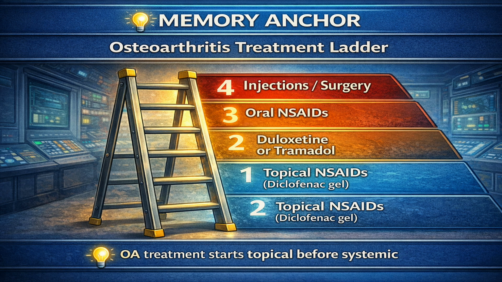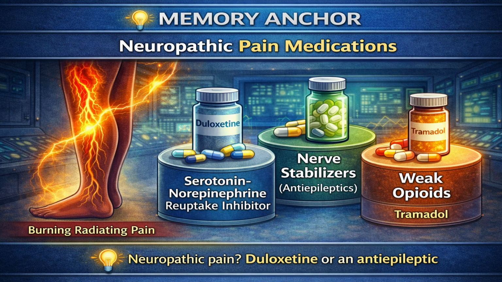Osteoarthritis pain follows a treatment ladder. We start with topical NSAIDs, then move to oral NSAIDs, and I know there's a typo there. I'm very sorry about that. If pain persists, medications like duloxetine or tramadol can be added, but the key idea is that it moves from topical to systemic therapies.